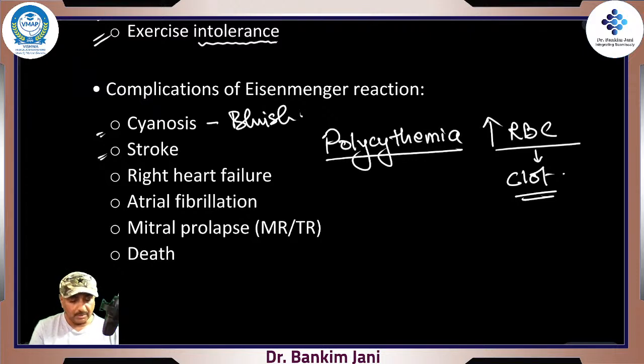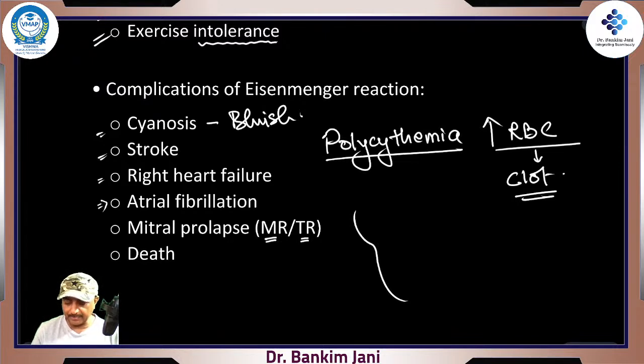Then the load on right heart, because this is right-sided overload, right heart failure, right? There will be atrial fibrillation. That means atria start beating at a very high rate to compensate for this, right? So fibrillation. Mitral prolapse, that is mitral regurgitation, tricuspid regurgitation. So these valves are affected.